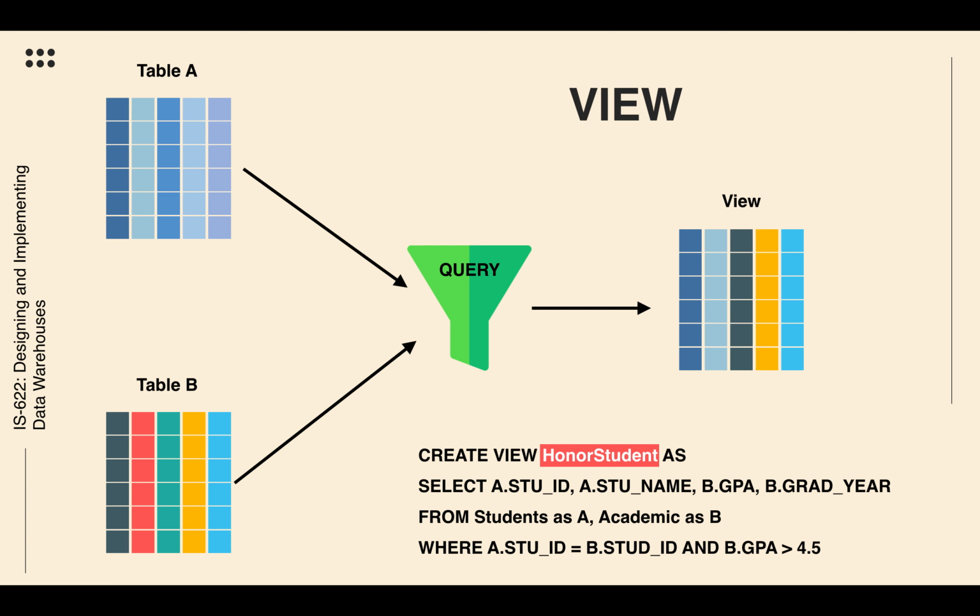Just remember this terminology. Whenever you're working with views, the original tables, table A and table B in this picture, are called base tables, or base relations. So the view is the view table, and the original tables that the view is constructed from are called the base tables.